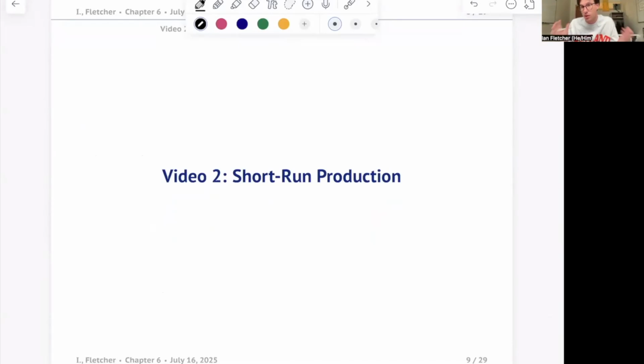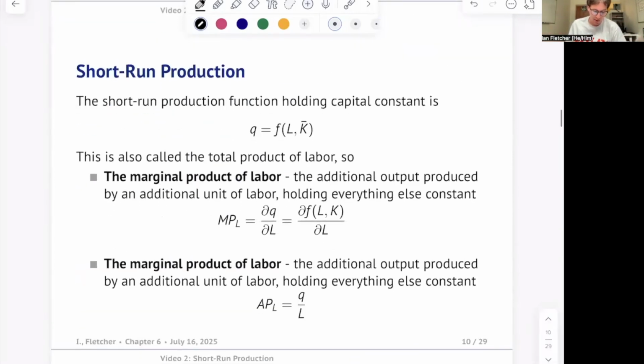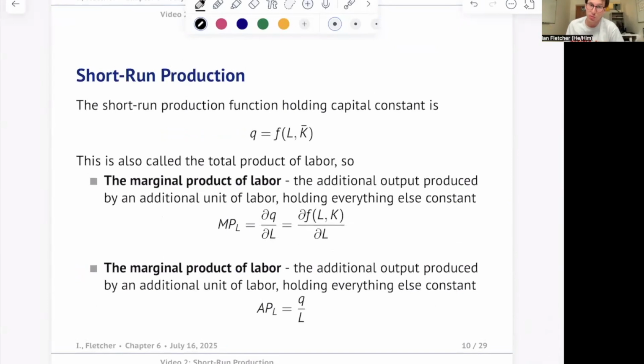Okay, now let's start section two and video two, and we're going to talk a little bit about short run production. And remember, short run production is we had our two inputs, right? We had labor and capital, and we said that only one can be varied. So that means that we are going to fix or hold constant one of these other variables. And so let's consider this short run production function.